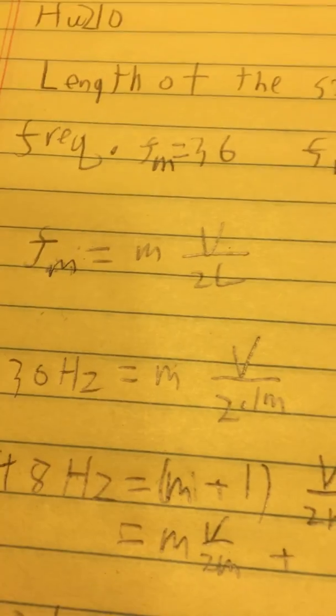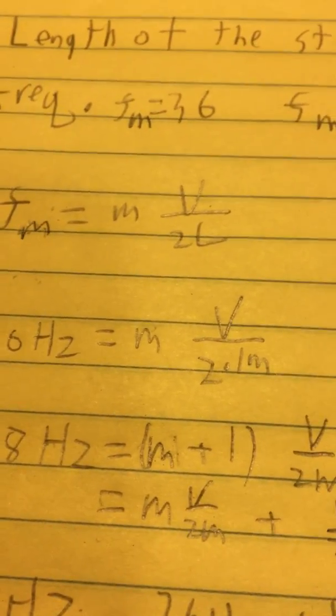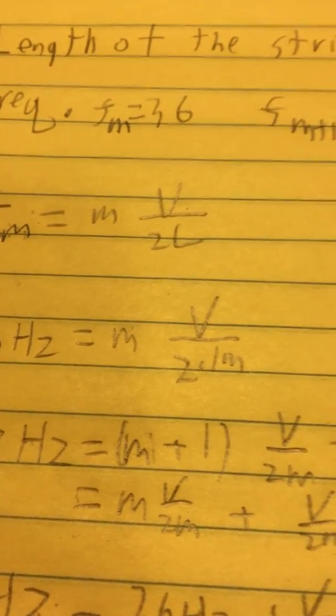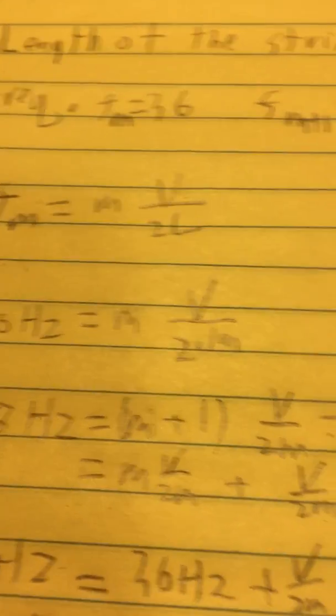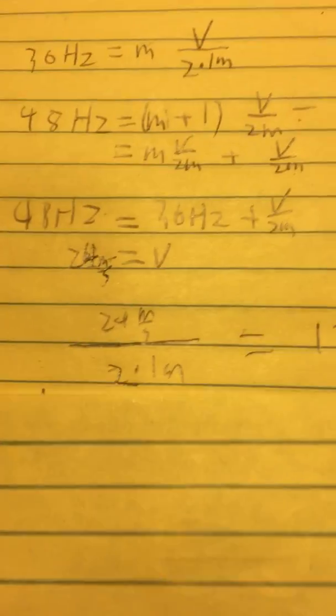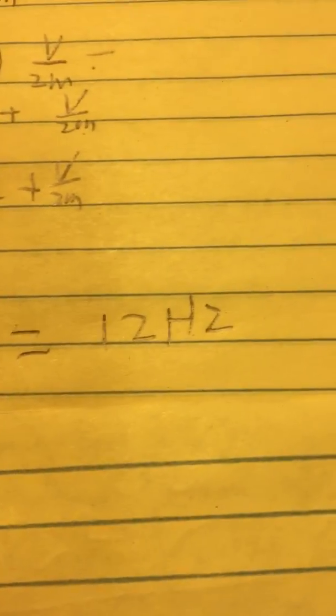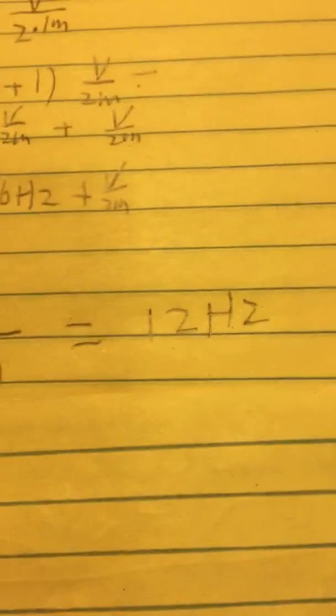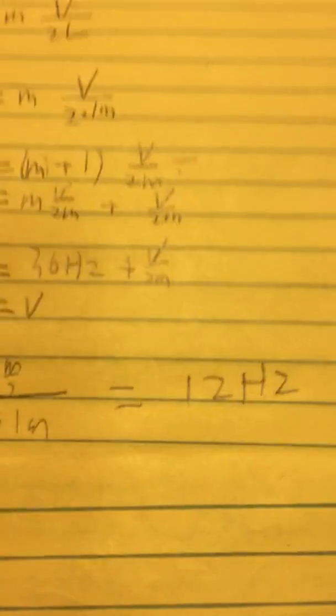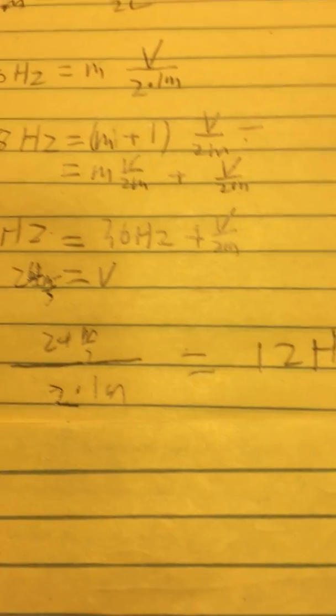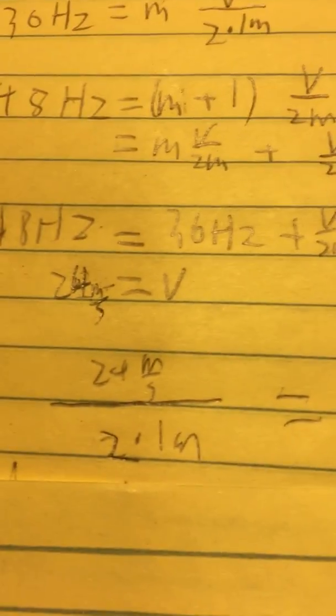Now that we know the standing wave velocity, we can easily find the fundamental frequency, since we simply plug in the velocity and length and make m equal to 1. With this, we get a fundamental frequency of 12 Hz. So therefore, the fundamental frequency is 12 Hz, and the wave speed is 24 meters per second. So now we have solved for part A.